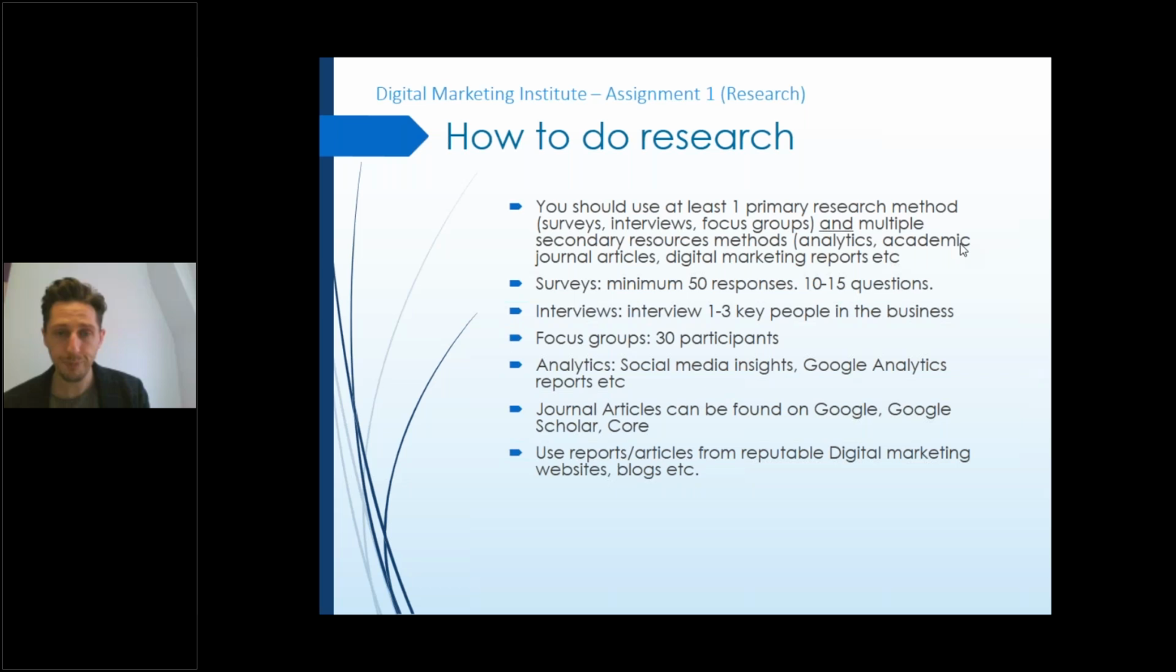So if we get into surveys, a lot of students choose to conduct surveys as one of their methods of primary research. You can conduct all three methods if you want and gain more insights, but you need to conduct one at minimum. So if we're going to take surveys as our primary research method, we need to gain 50 responses from the distribution, so 50 completed surveys. And we want to perhaps gauge about 10 to 15 questions, all right?